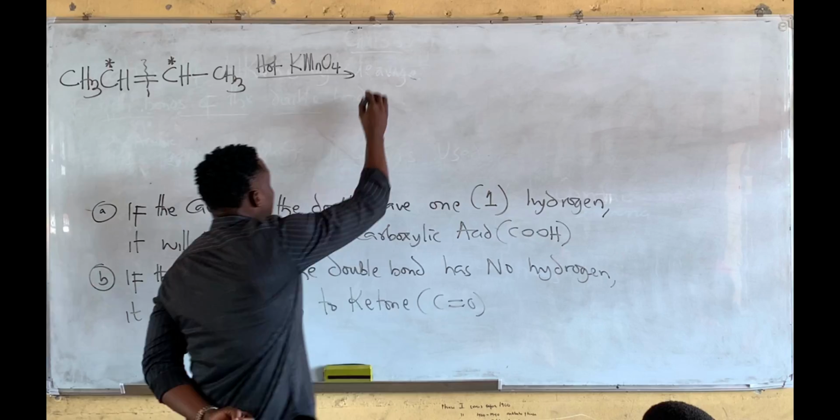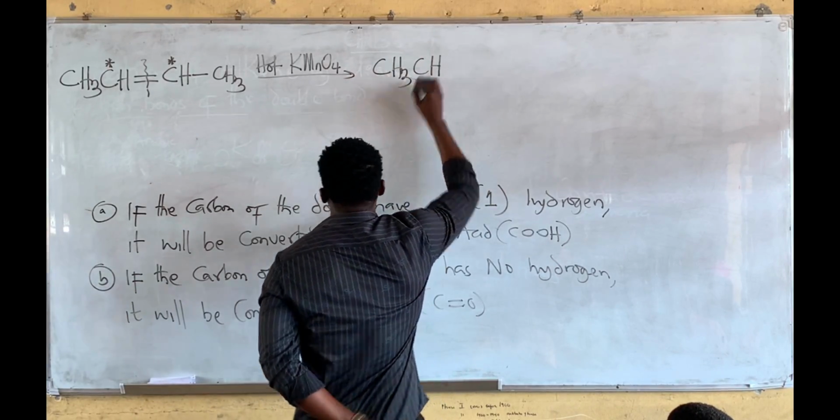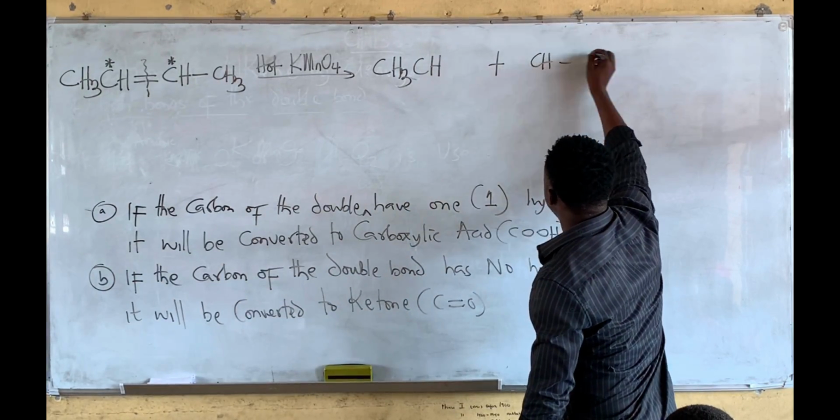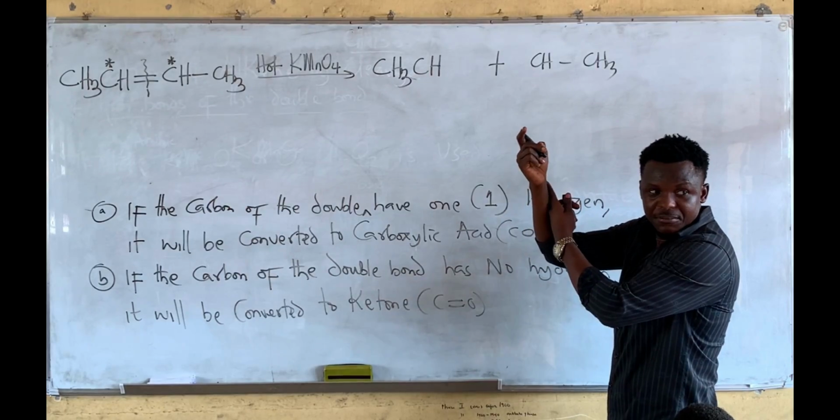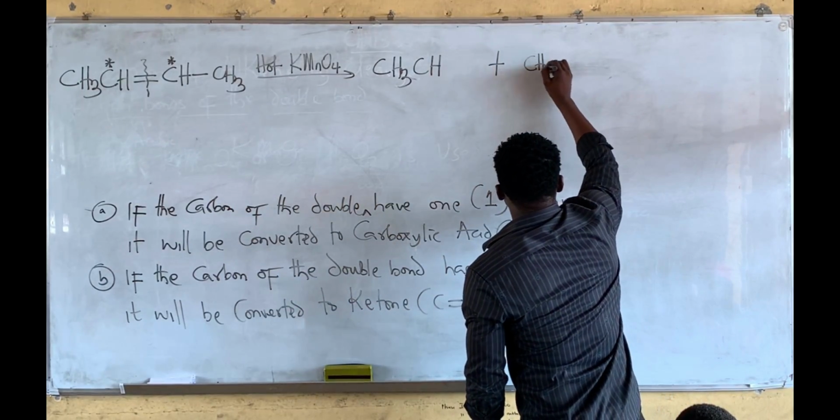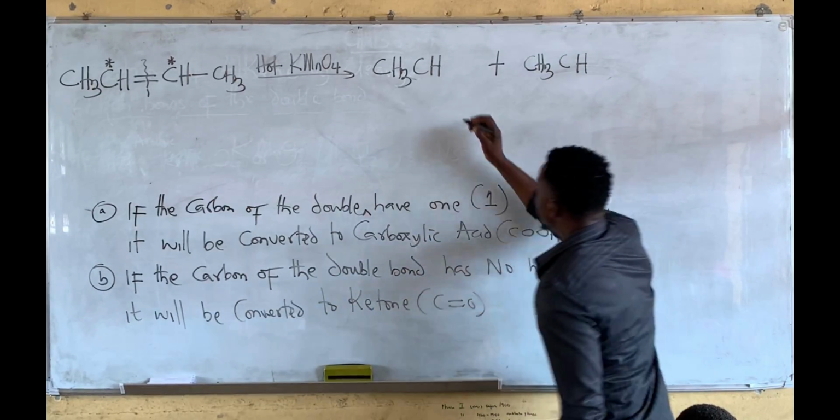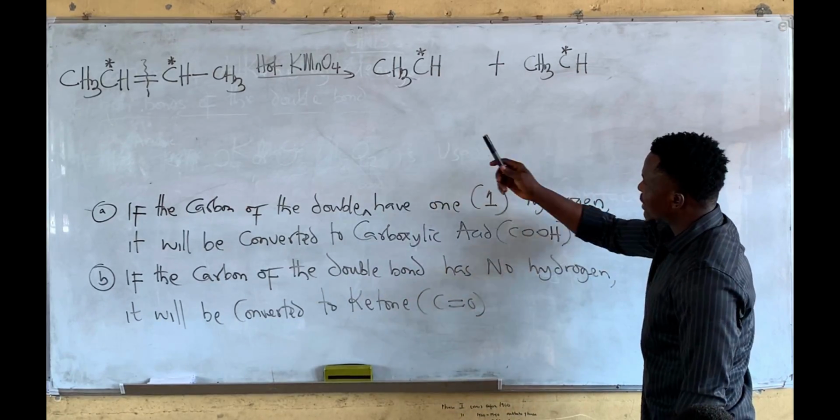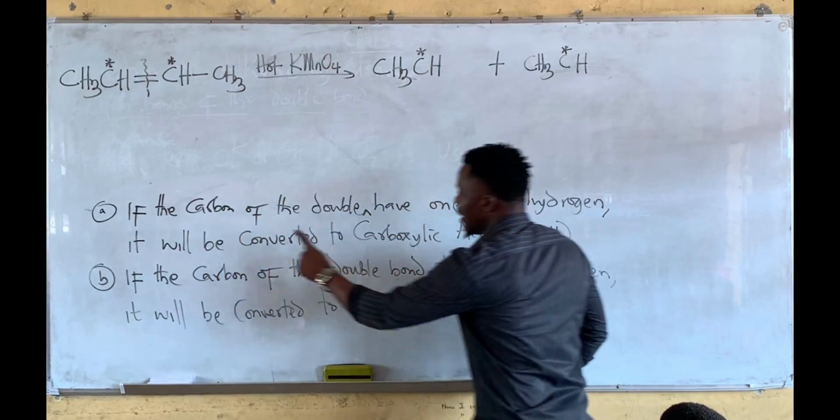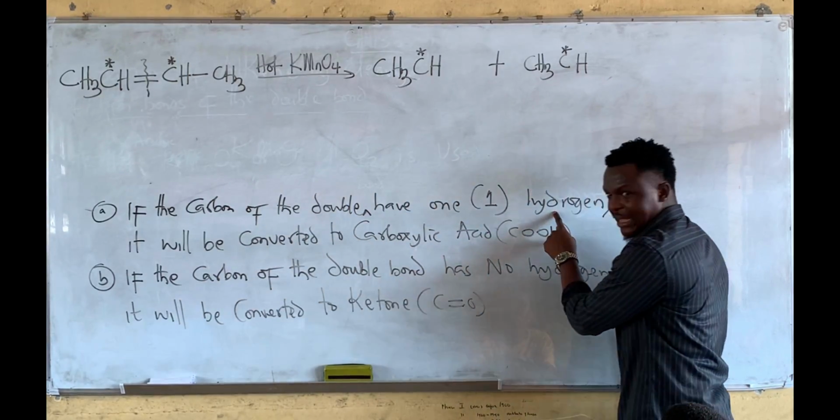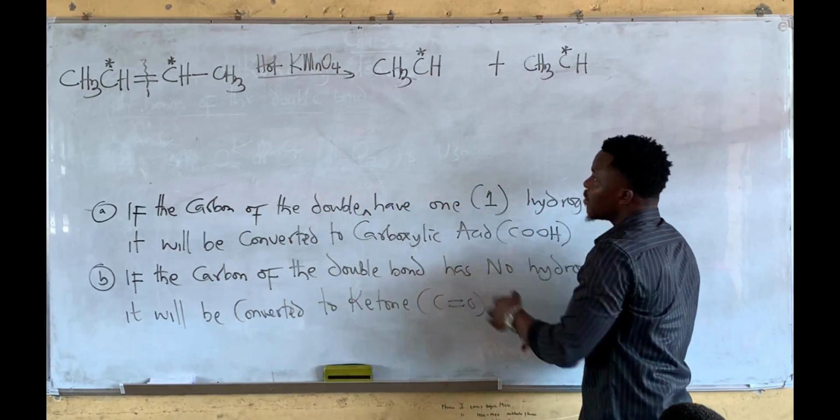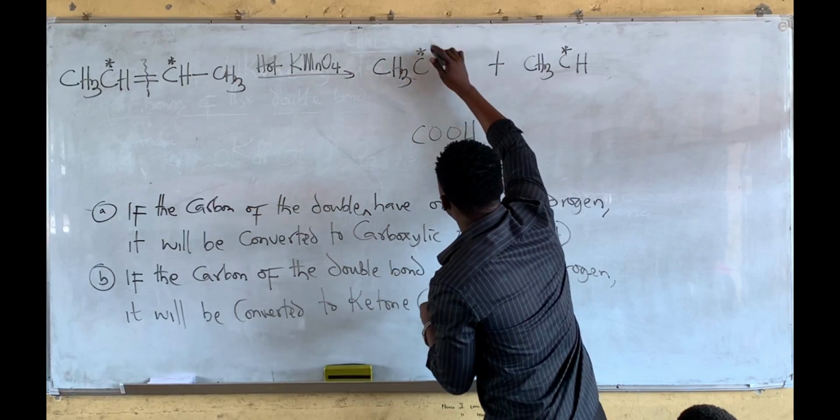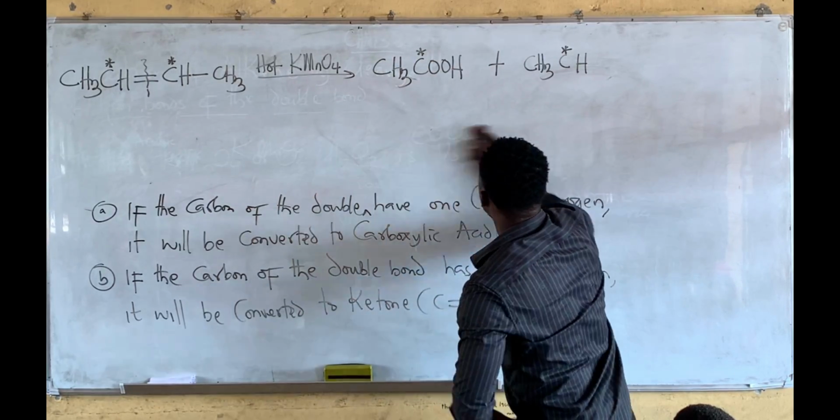Now look at this. We have CH3, CH, right? Instead of saying CH, CH3, I'm going to rewrite it. It's still the same thing. So this becomes CH3 and CH. Remember, this is still the carbon of the double bond, so put an asterisk there. Now, after splitting this guy into two equal halves, if the carbon of the double bond has one hydrogen, it will convert it to what? Carboxylic acid is COOH. So this guy becomes OH.